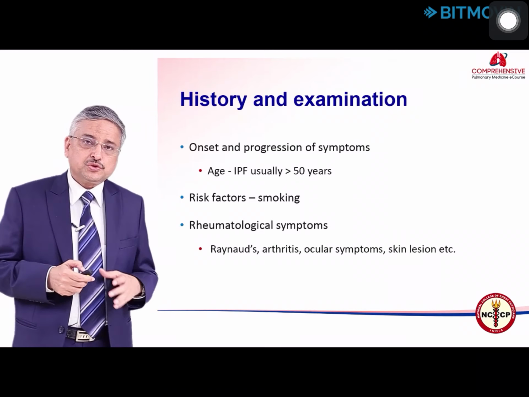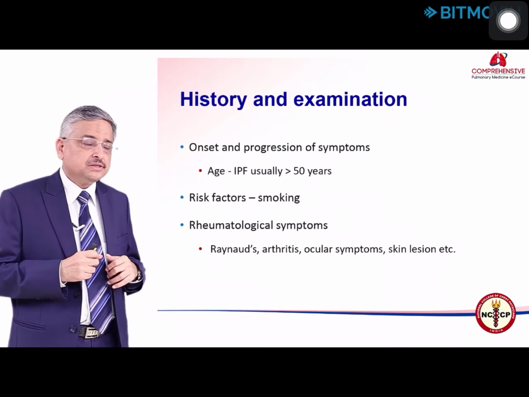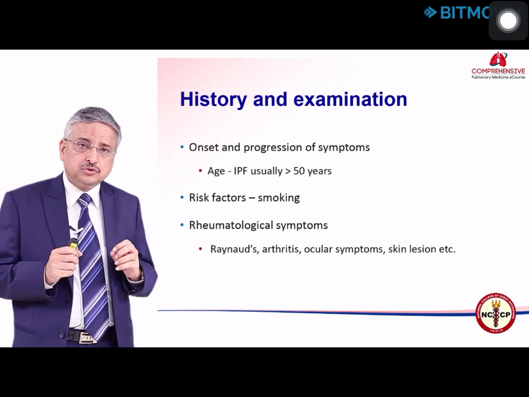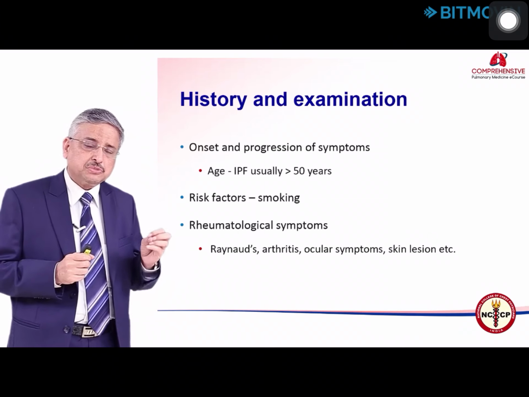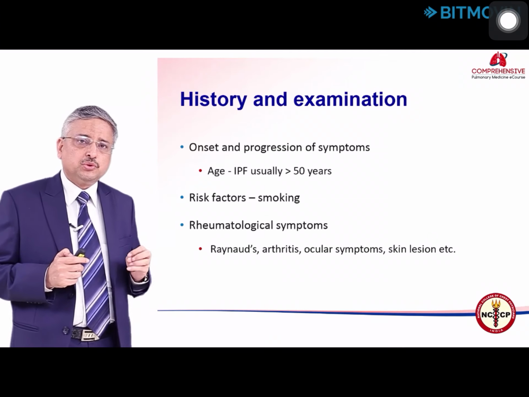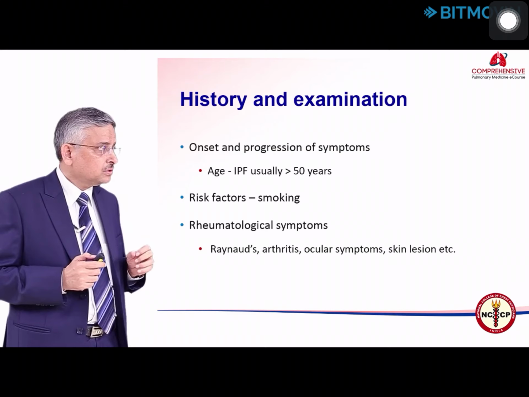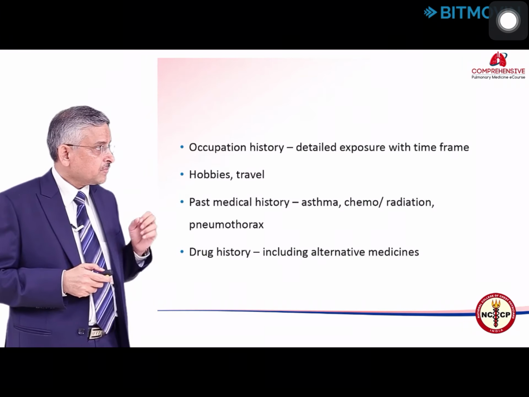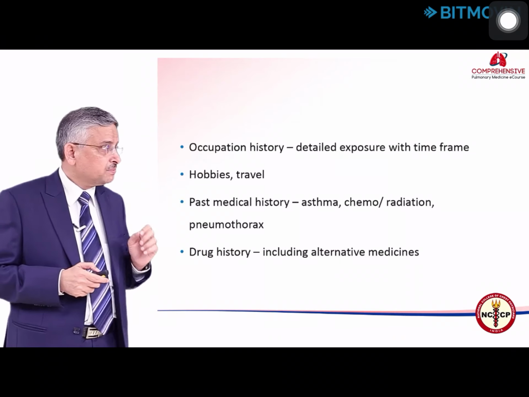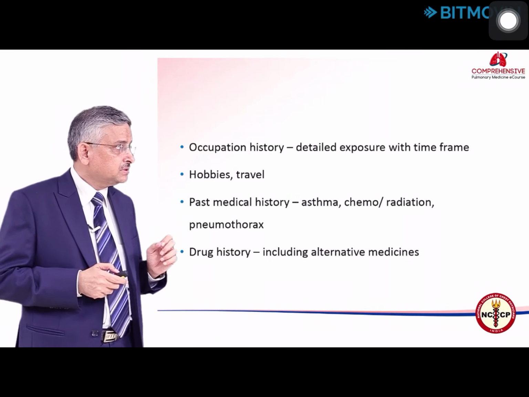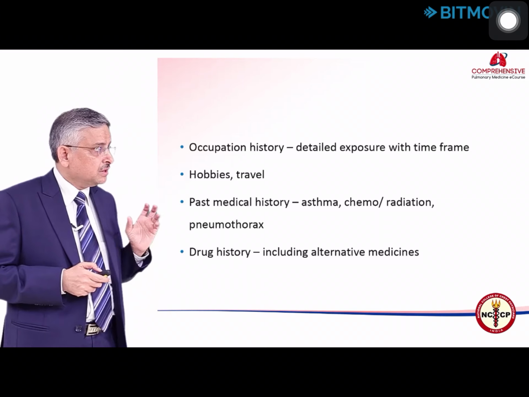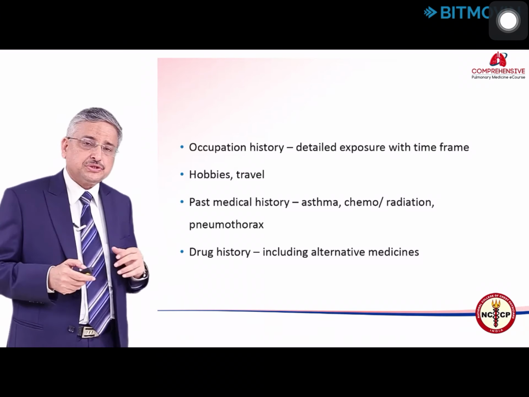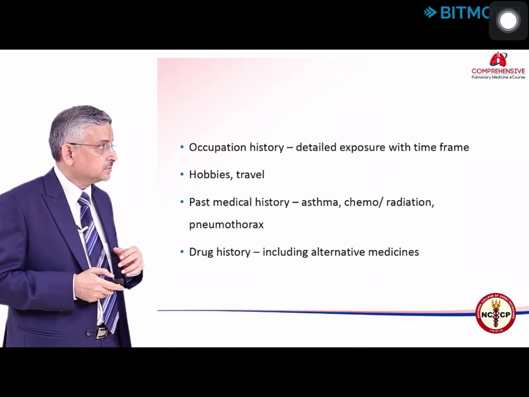Look at the risk factor for smoking. I told you certain ILDs are smoking related. Then look for rheumatological symptoms. They may be very, very subtle. You may have just a history of Raynaud's phenomena. Patient may say that during winter months there is slight bluish discoloration of the nails, and that's all. You may have mild ocular symptoms and you may have some skin lesions. Occupational history, like I already said, is very important. History of hobbies and travel, past medical history, especially of chemotherapy and history of recurrent pneumothorax, and then drug history, especially alternate medicine, is also very, very important.